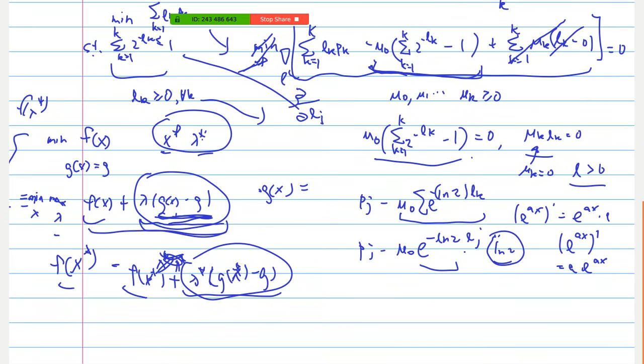Then therefore we have this, and of course this part we can get back to 2 to the minus lj. So it's like 2 to the minus lj log 2 mu naught pj. And this thing is equal to 0, so I just have this basically, right? So therefore 2 to the minus lj is equal to pj over mu log 2.